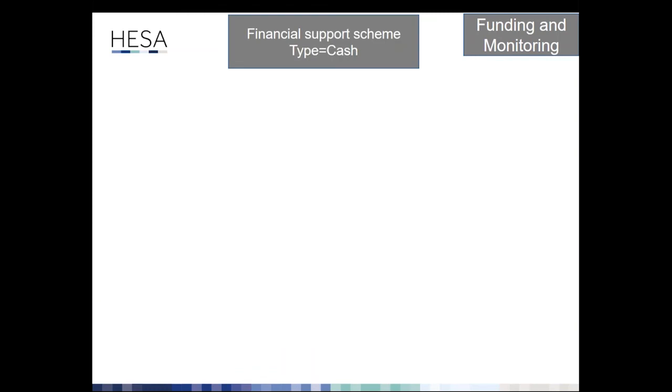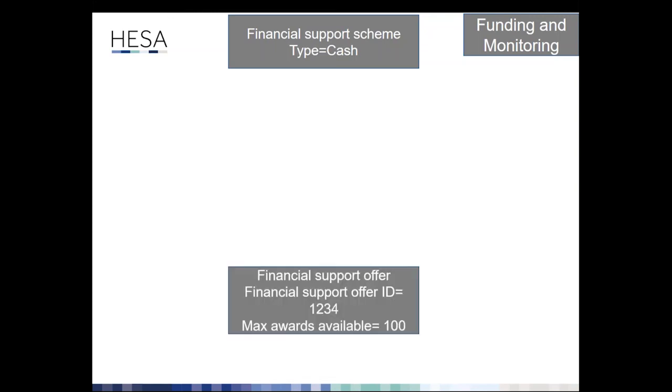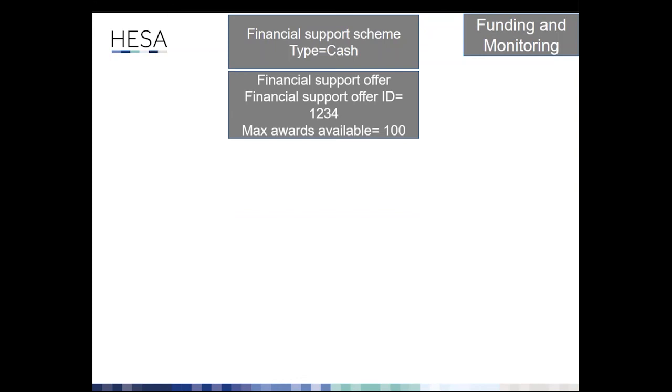So this is the provider's own scheme where they provide cash to students. You then set up your financial support offer with a unique identifier so we can link everything together. And you can optionally also say if there are a maximum number of awards available. So say you offer 100 of these cash bursaries a year, you say maximum awards available is 100.